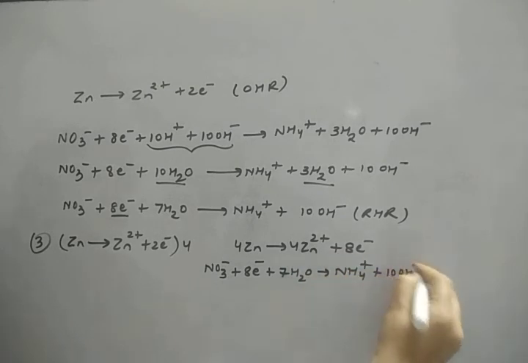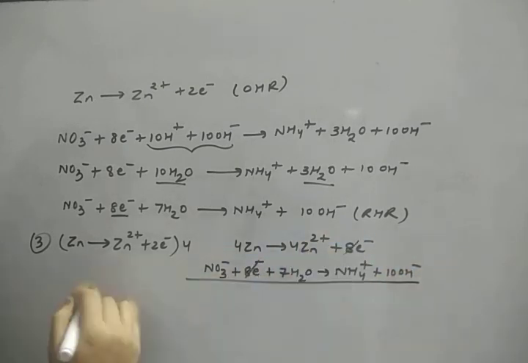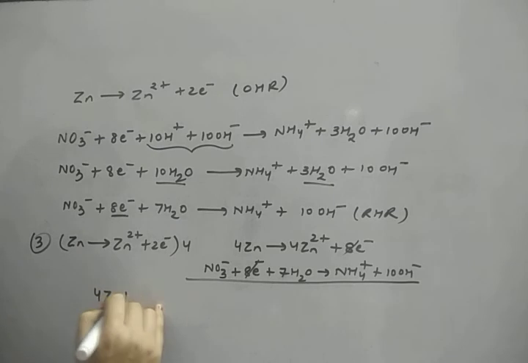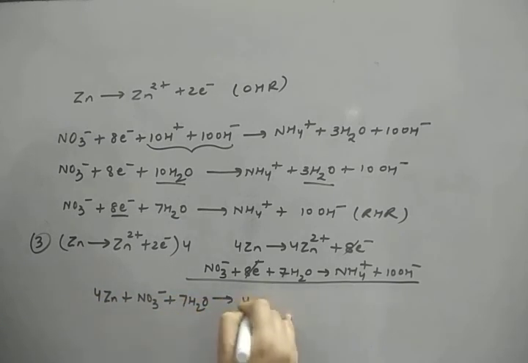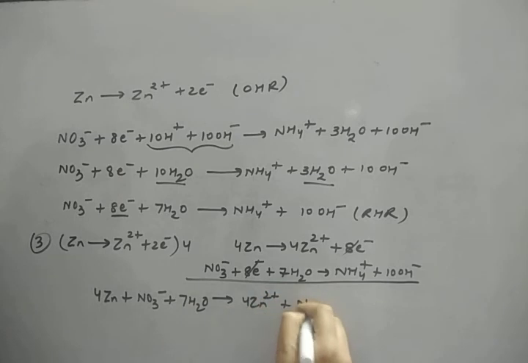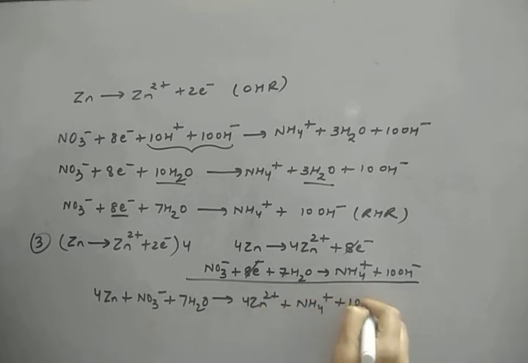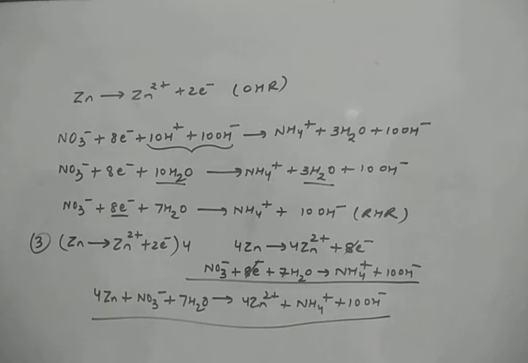Okay. So electron and electron are cancelled. So my final equation is 4Zn plus NO3 minus plus 7H2O gives 4Zn2+ plus NH4+ plus 10OH minus. This is my final balanced equation. Okay, this is how the equation is balanced.